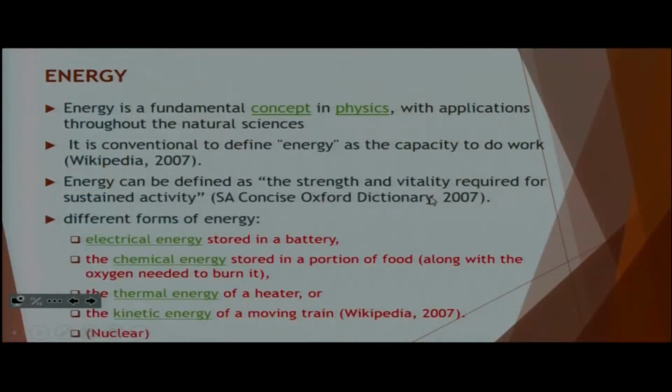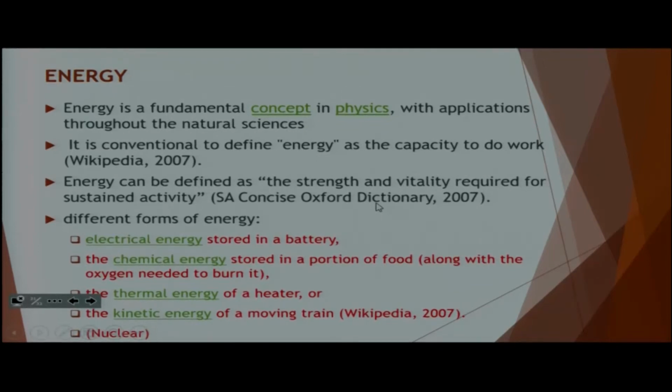Energy is a fundamental concept in physics with applications throughout the natural sciences. It is conventional to define energy as the capacity to do work. That's a conventional definition. But energy can be defined as the strength and the vitality required for sustained activity.